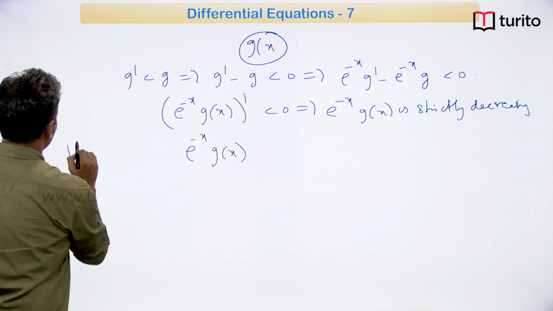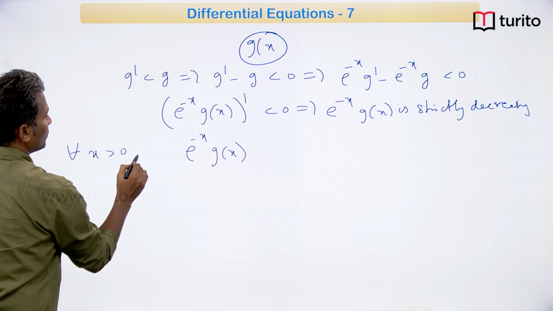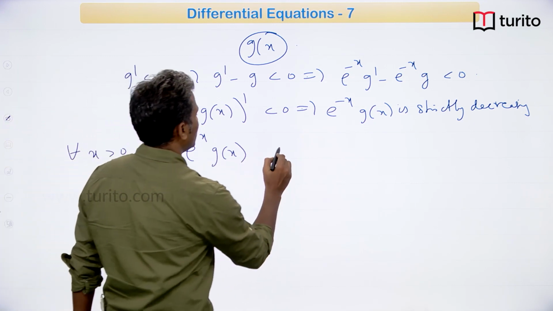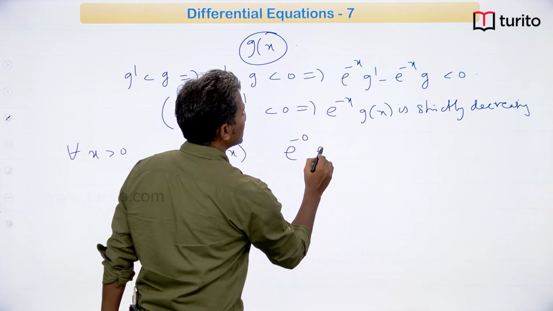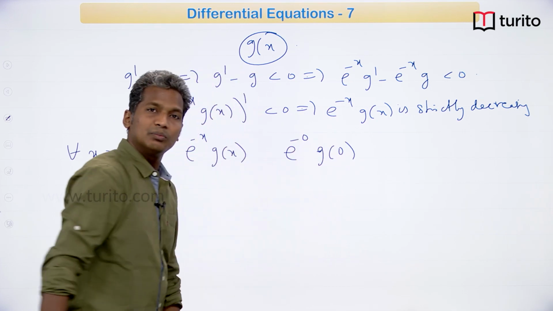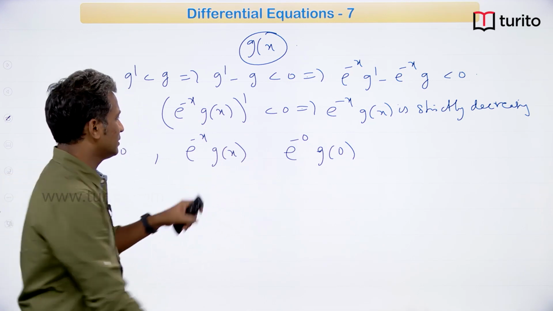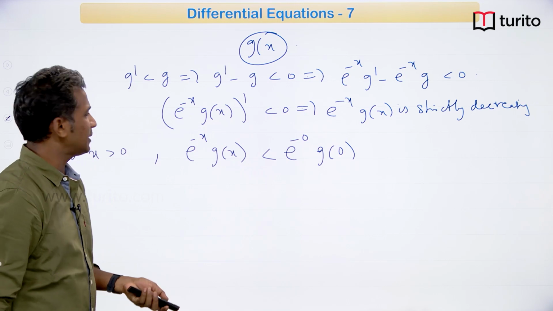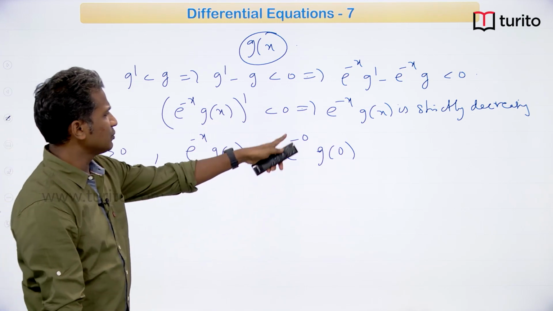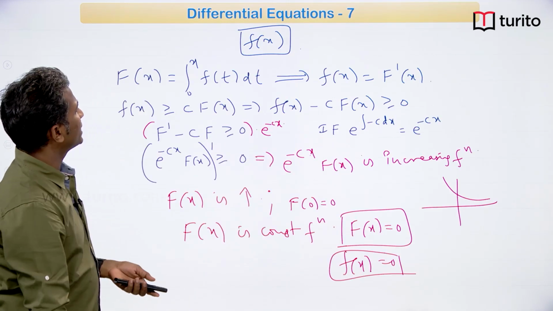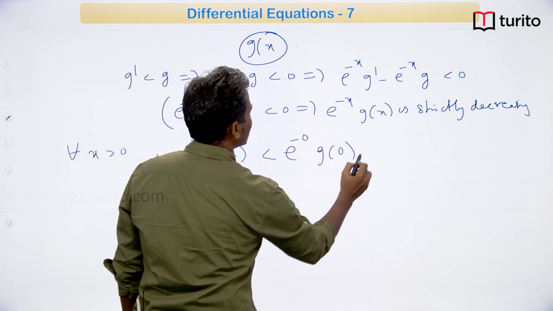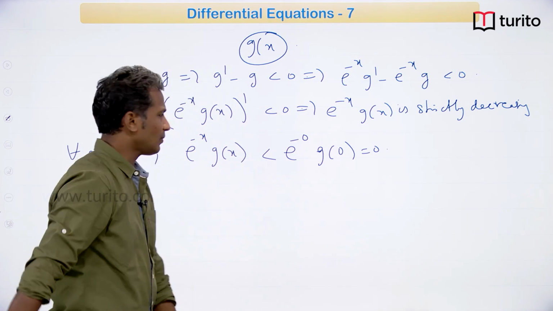So this is like for all x greater than 0, this value when compared to e raised to minus 0 into g of 0 must be smaller, because the function is strictly decreasing, right? Now e raised to minus 0 is 1. Let us look at g of 0 here. g of 0 is given as 0. So RHS is basically 0.